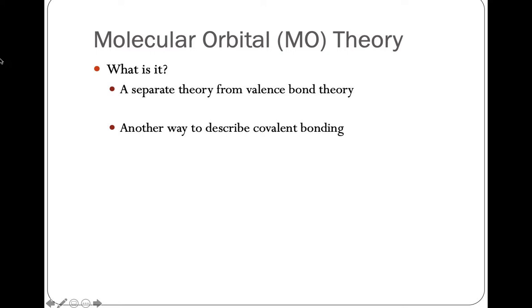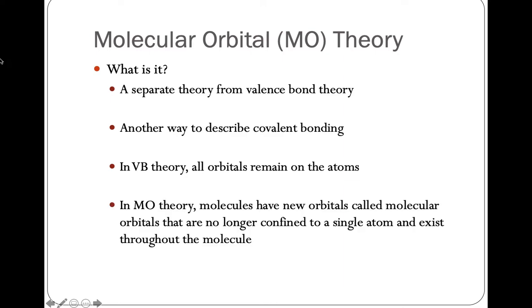But it does focus mostly on covalent bonding. So MO theory is typically going to be used to describe different types of covalent bonding. And the big difference is that previously in our valence bond theory, we talked about all of the orbitals that are on individual atoms, right? And how orbitals on the neighboring atoms can overlap, and you get orbital overlap between the atoms that creates your bonds. Molecular orbital theory works a little bit differently.